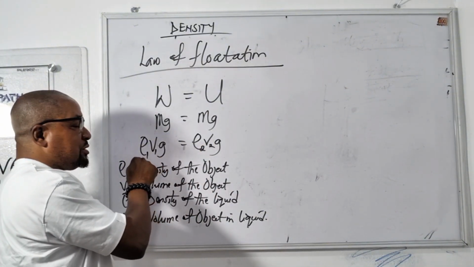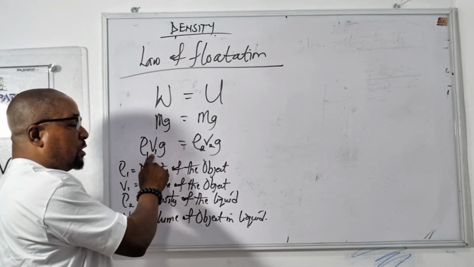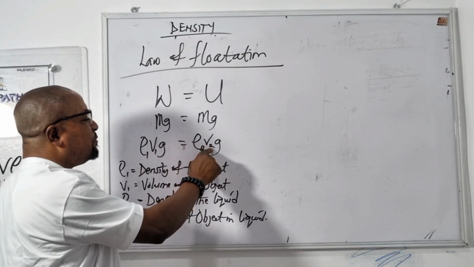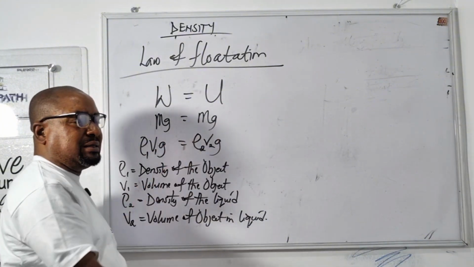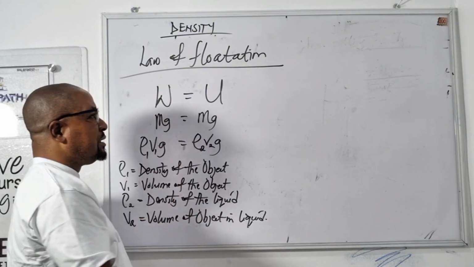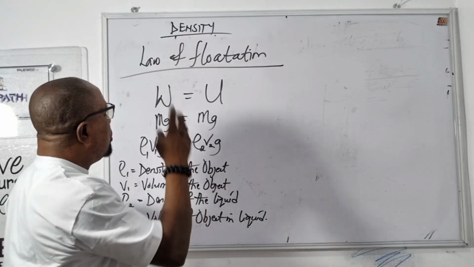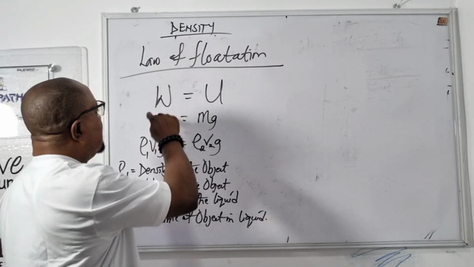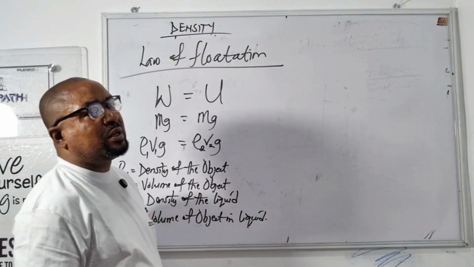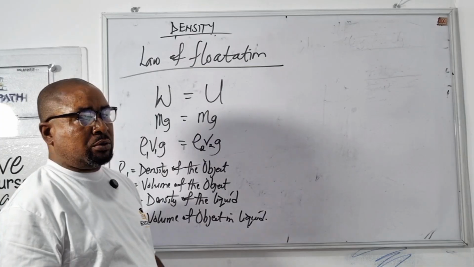So let's note the difference. The density here is the density of the object. The density here is the density of the liquid. This is the complete volume of the object. This is the volume of the object that is submerged inside the liquid. So the law of flotation is telling us that the weight of the object must be equal to the upthrust.